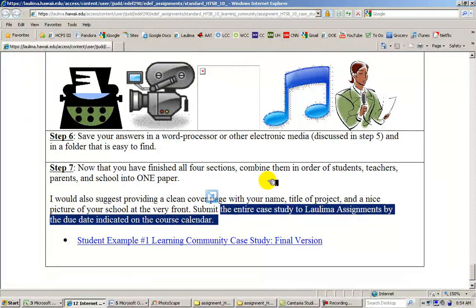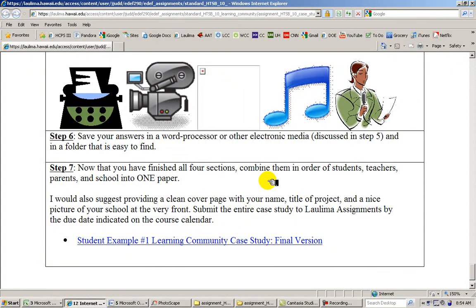And now you should have a wonderful idea of who your learning community is and what challenges they have. Okay, that's it. Great job.